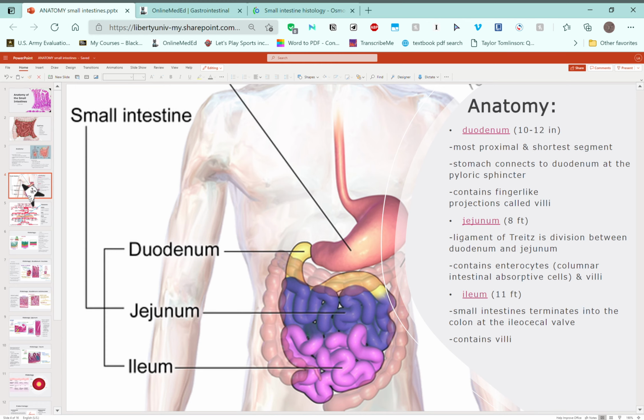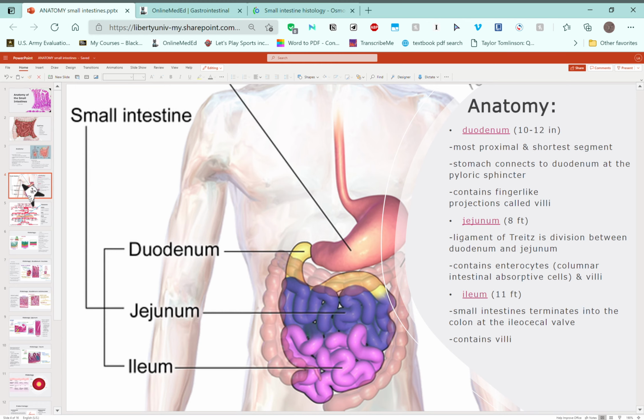Moving on to the three main areas of the small intestines, we have the first area, which is the shortest and most proximal segment, called the duodenum. This connects to the stomach at the pyloric sphincter, and it contains the epithelial layers that contain finger-like projections called villi, which are important for digestion of nutrients moving through the digestive system.